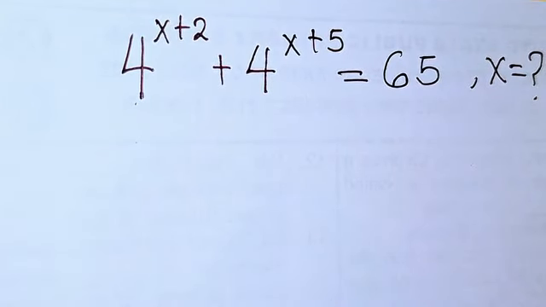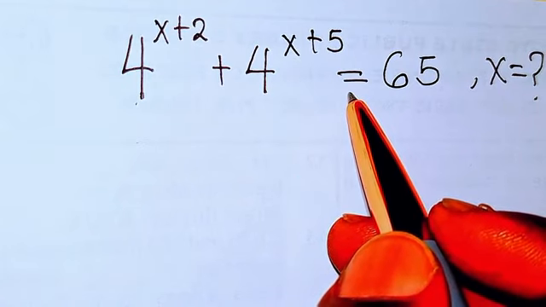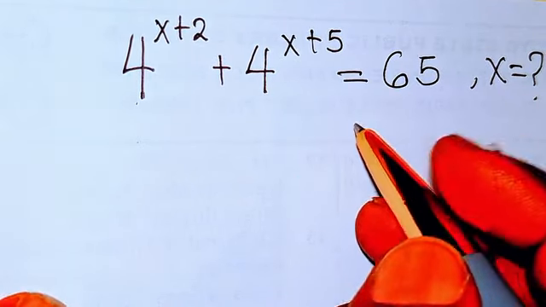Hello, good viewers. In today's tutorial, we are going to be solving this exponential equation: 4 to the power x plus 2, plus 4 to the power x plus y equals 65. So what are we going to do here?